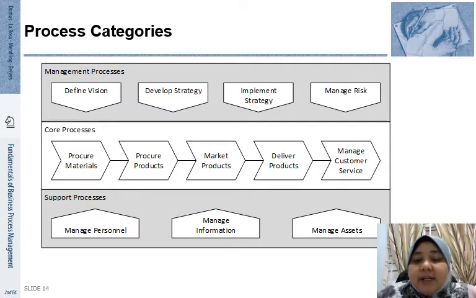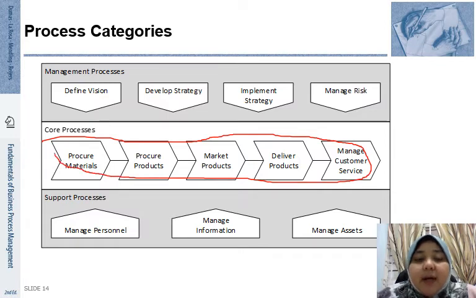This is the same as last week, the primary activities of the value chain model. Alright, and then what are the support processes? We have manage personnel, HR, the IT and infrastructure division, and the procurement and asset management division. Okay, so this is how we categorize the processes.